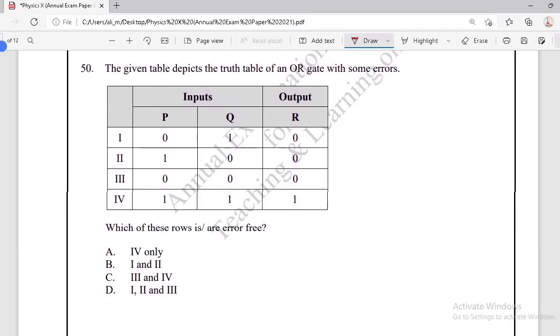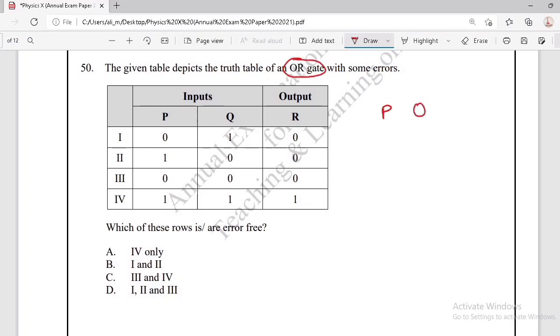So here we have the last question of this year 2021, and the question says that we have a truth table that depicts the OR gate with some error. So we have to identify the incorrect logic state given by the OR gate. Let's say we have two inputs P and Q and the output is R. The OR operation is represented by the plus sign, P plus Q equals R. If we recall, the OR operation works in such a way that if any of the inputs is 1, the output remains 1. So 1 plus 0 is 1, 0 plus 1 is 1, and 1 plus 1 is equal to 1. The OR gate gives 0 only when all of its inputs are 0.